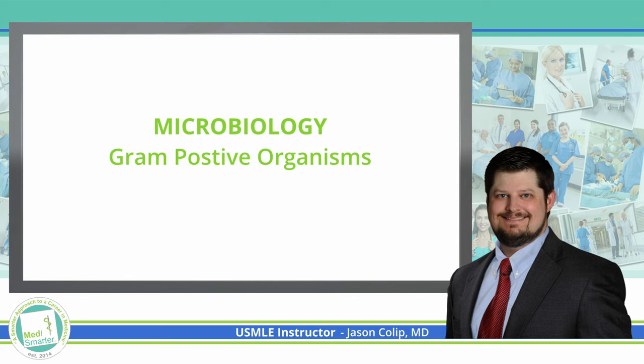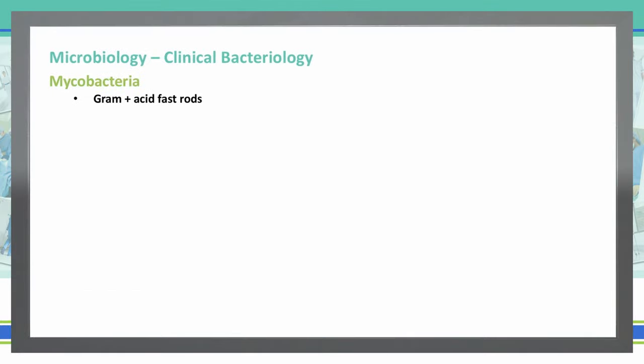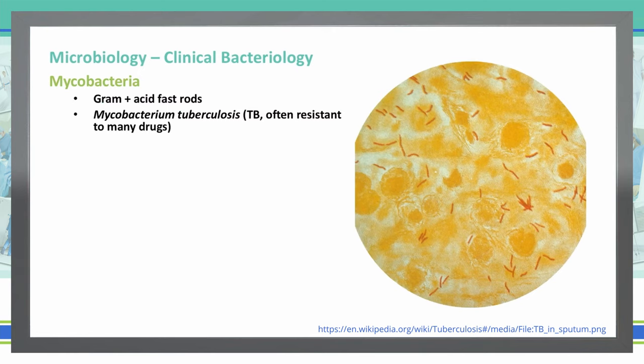All right, mycobacteria. Mycobacteria is a gram-positive acid-fast rod. So what that means is we're going to see a red color when we do our acid-fast stain, which you will see here in just a minute. Mycobacterium tuberculosis is one of the species that we deal with as far as mycobacteria goes. You can see it in this picture. Once again, this is an acid-fast stain, and all of these red rods here are our Mycobacterium tuberculosis. We usually call this just TB, and it is often resistant to many drugs, so our treatment for mycobacterium is going to be a multi-drug regimen.